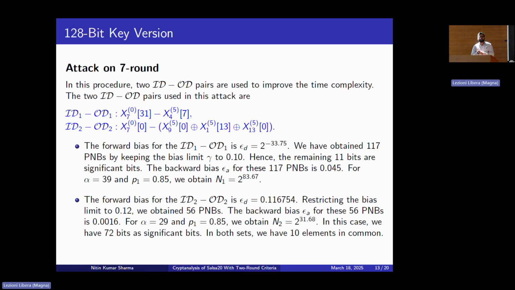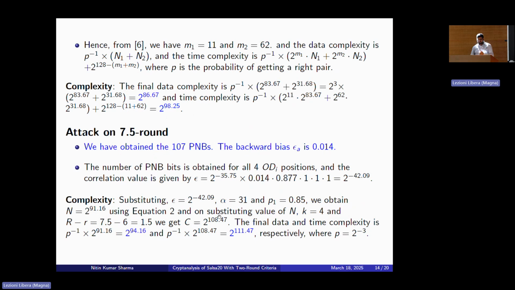Similarly, we have done it on the 128-bit key version. For 7 round, we did not manage to get a huge margin, so we changed our criteria and put it on 2 IDOD pair things. And this work is done in our IndoCrypt work in 2022. We have come up with the 2 IDOD pair technique, and the formulation is given here.